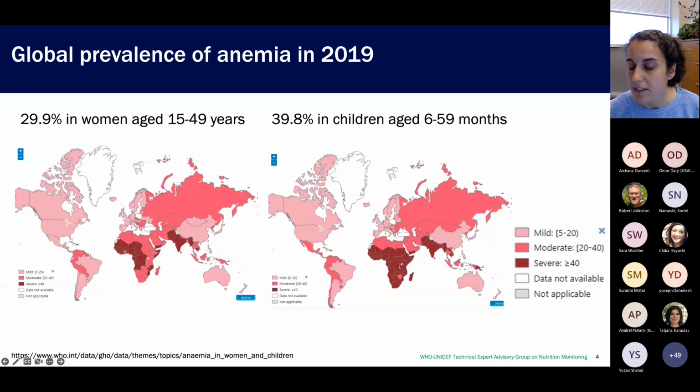So severe prevalence of anemia of over 40%. Next slide, please.